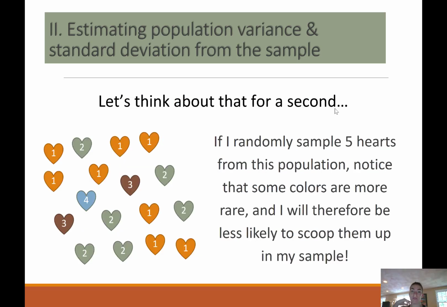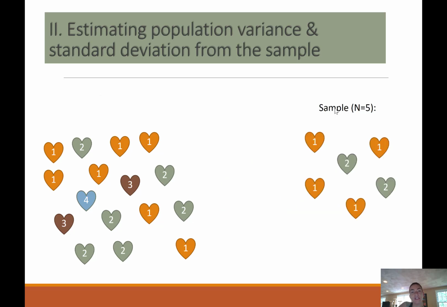So you could also imagine it this way. If I have this population in front of us, these hearts, and I randomly sample 5 hearts from this population, we can see that some colors are more rare than others, and I'll therefore be less likely to grab them in my handful. If I reach in and grab a handful, I'm most likely to get what colors? Probably the orange hearts. Maybe the green hearts. I'm less likely to get a blue or a brown heart. In fact, if I reach in and randomly sample from this population, I could end up with 3 orange hearts and 2 green hearts and no rare hearts. So you can see that the sample is not as variable as the original population.